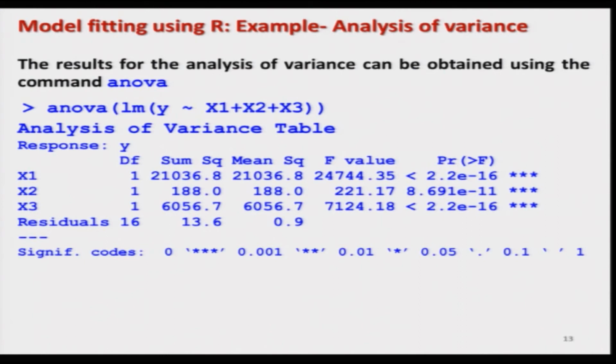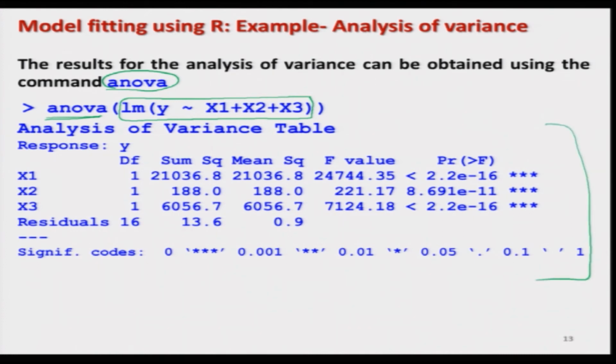So, I tried to obtain the analysis of variance result for this data. In order to obtain the analysis of variance result, you simply have to use the command anova on the lm object. If you remember, we already had used this command lm to obtain the fitted model between Y and x1, x2, x3. Now, you simply use the outcome and execute the command anova. Inside the parenthesis, you write the lm object and you will get this type of outcome.